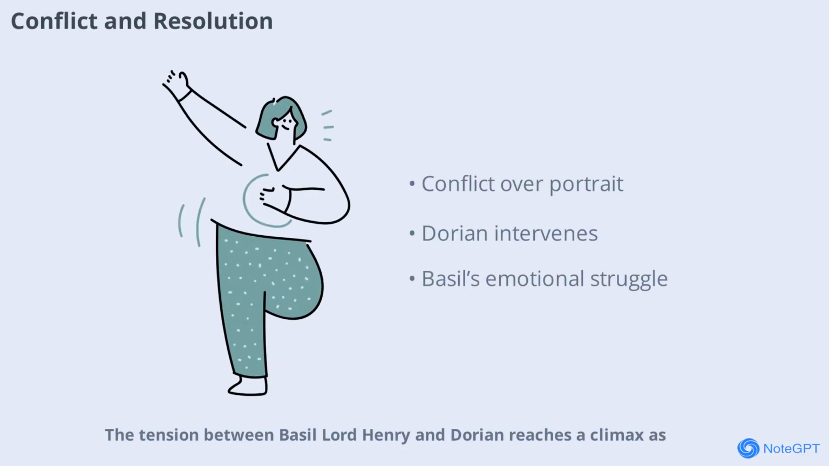Tension between Basil, Lord Henry, and Dorian reaches a climax as Dorian's despair threatens to destroy the portrait. Basil, hurt by Dorian's reaction, considers destroying his masterpiece, but Dorian intervenes, pleading for its preservation.